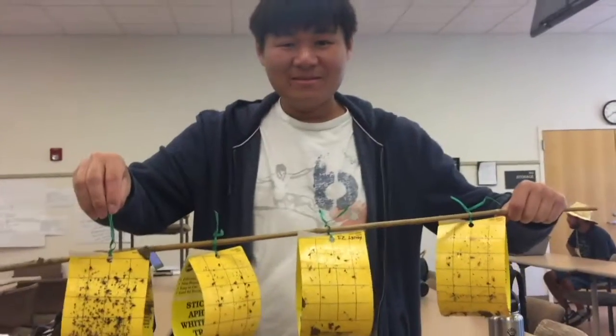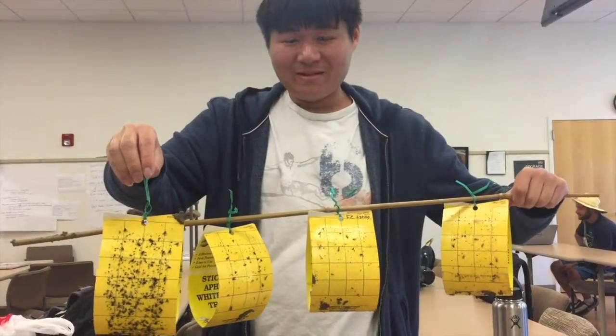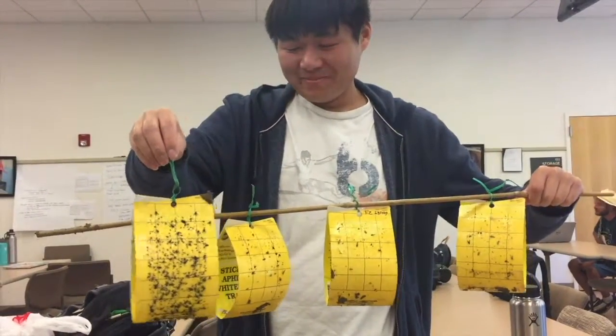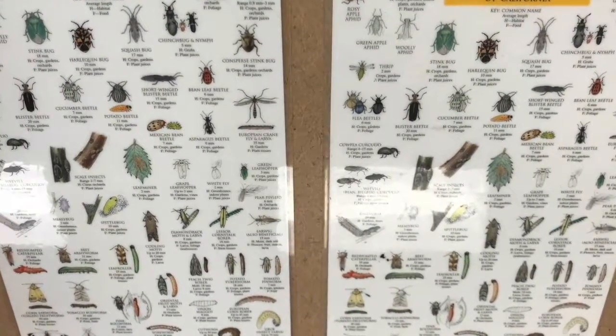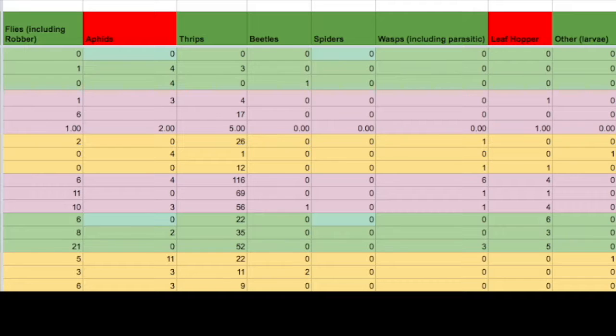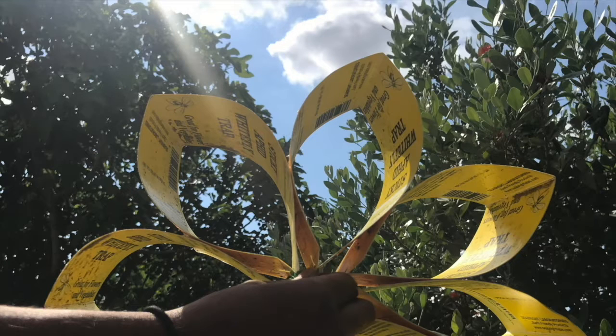Macrofauna captured by the traps were observed using magnifying lenses and were cross-referenced using a macrofauna chart and divided into separate categories including thrips, flies, wasps, leafhoppers, aphids, beetles, spiders, and other category. Following our in-class recording, data was uploaded into a spreadsheet.